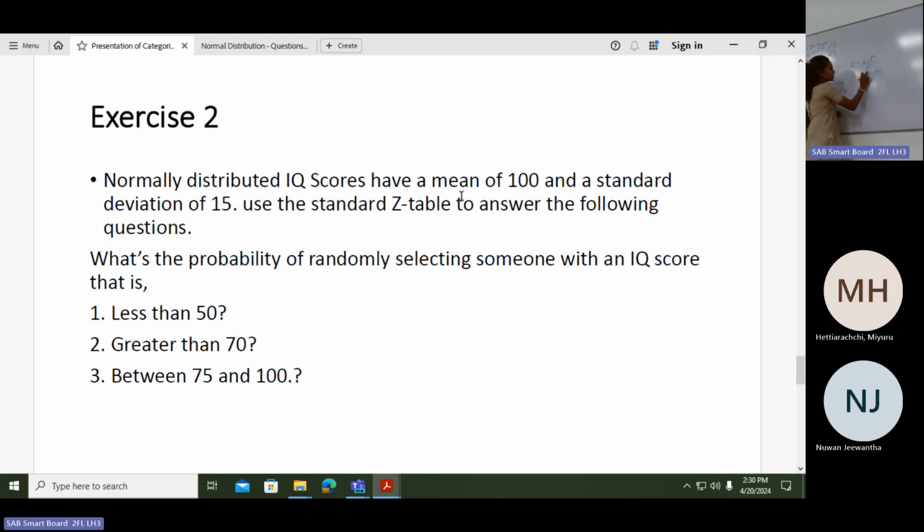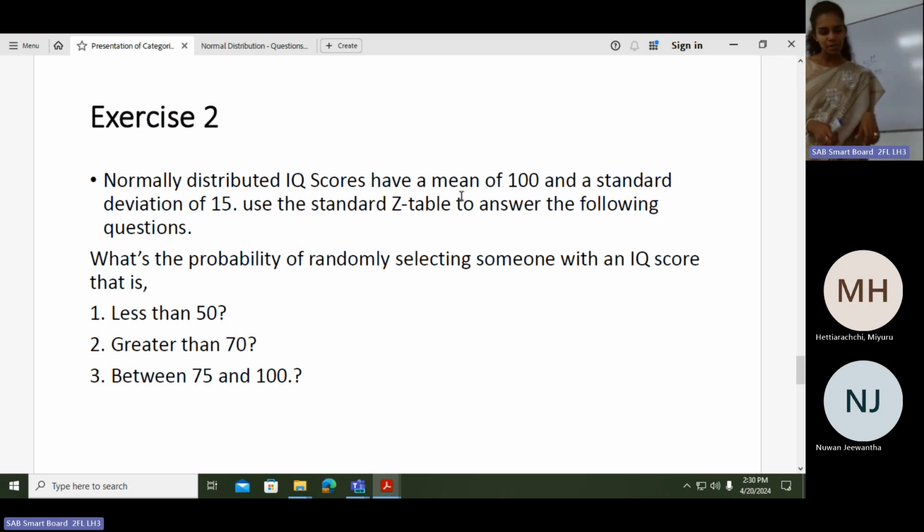Then this will change into the 70. Then we cannot get the probability value, it becomes the 0.5. Okay, 70. Then what is the z value in here? 70 minus 100 is minus 30. Minus 30 divided by 15 is minus 2. Then here the z value is minus 2.